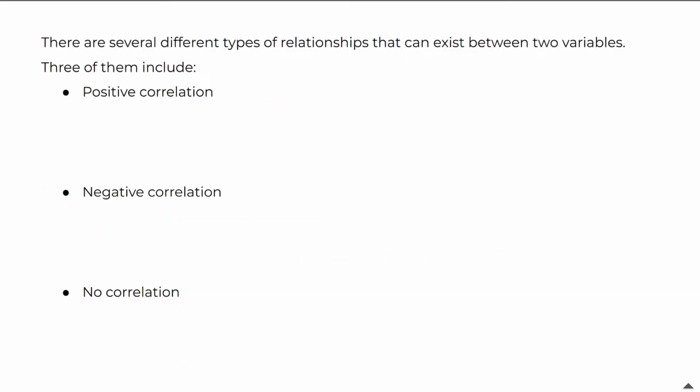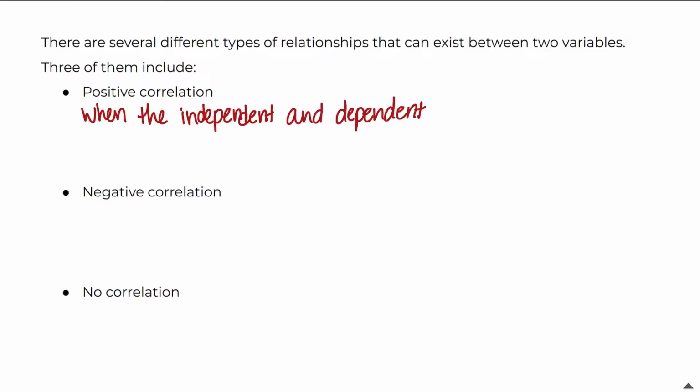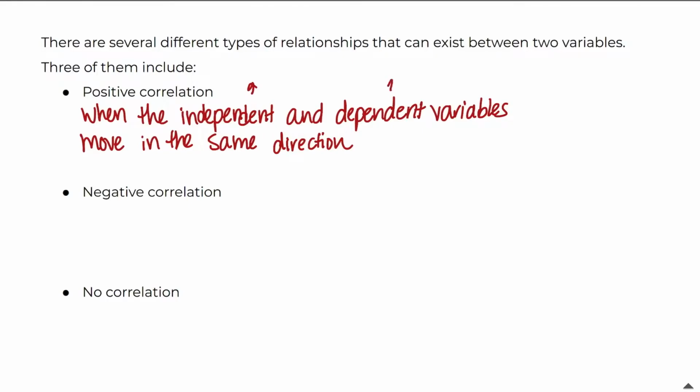Okay, now there are several different types of relationships that can exist between the two variables we're talking about, your independent and your dependent variables. And three of them include either a positive correlation, a negative correlation, or no correlation. Now, a positive correlation will happen when the independent and dependent variables move in the same direction. And what I mean by that is if the independent variable increases, then the dependent variable will increase. If the independent variable decreases, then the dependent variable would decrease.